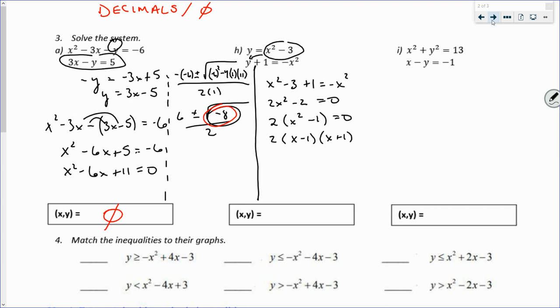This is, of course, the difference of two squares, which now must mean x equals 1 and x equals negative 1, which then means we will have two coordinate pairs. One will be 1 comma, one will be negative 1 comma. If I put 1 into this x squared, 1 squared minus 3 is negative 2. If I put the negative 1 in there, of course with parentheses around it for the calculator, it will also be negative 2.